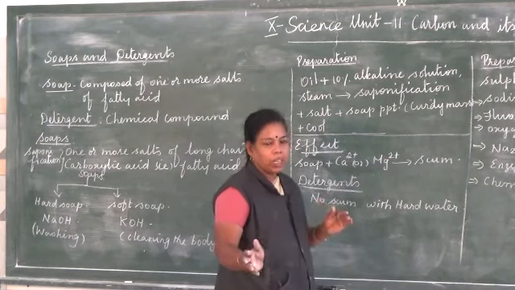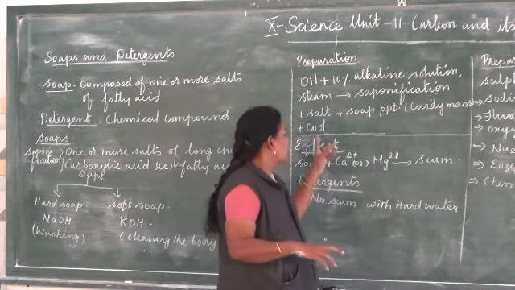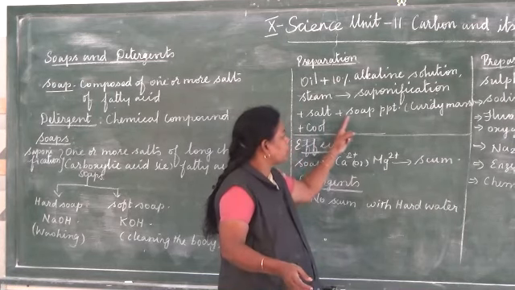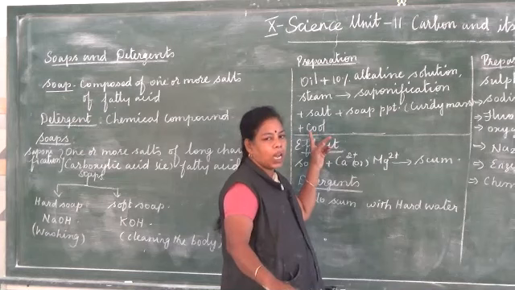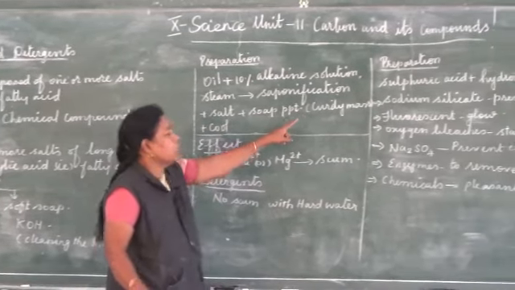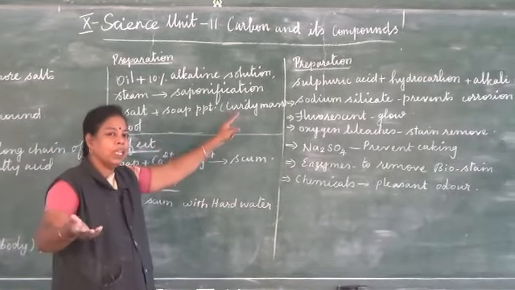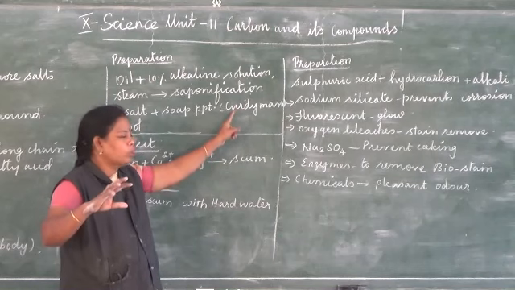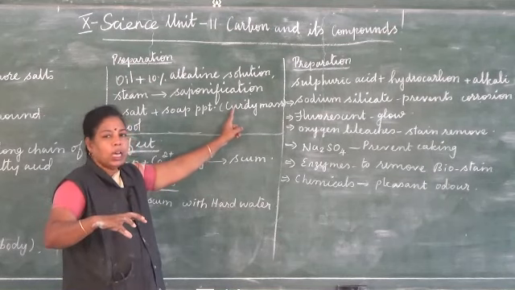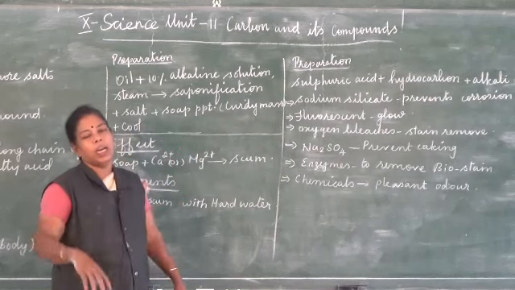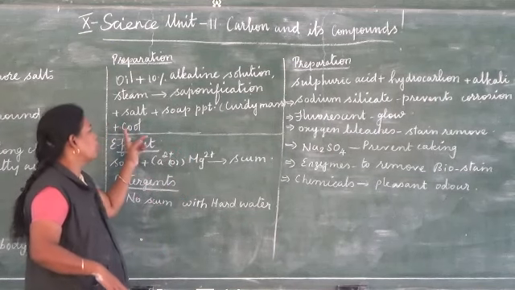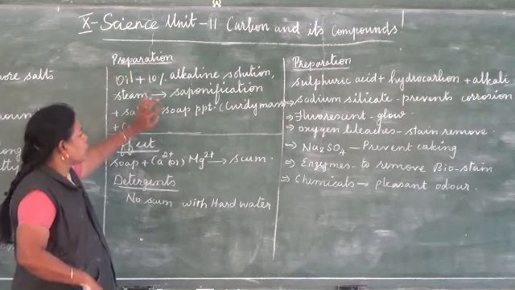If you leave the mixture for several days, the soap precipitate rises over the top portion of the iron tank as a curdy mass. It rises over the solution and forms a curdy mass. That curdy mass is skimmed off and cooled down to get the soap. So this is the preparation of soap.